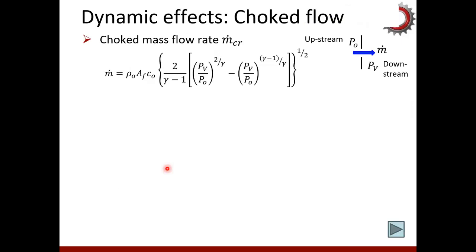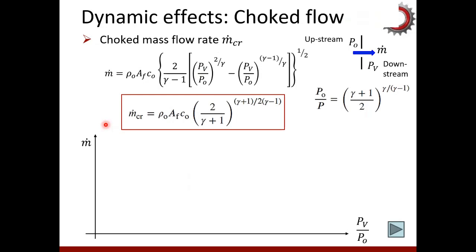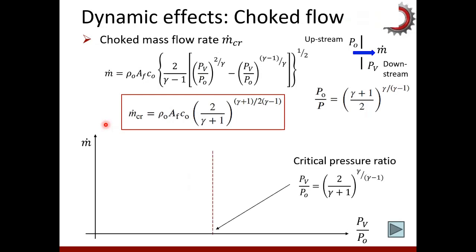And under the choked conditions, where the pressure ratio goes to a critical condition, replacing the pressure ratio with this critical pressure ratio, we can get a simplified relationship for the critical mass flow rate across the valve. And if you plot this mass flow rate across the valve against the pressure ratio between the pressure at the valve open area and the pressure at the stagnation point, which is the upstream pressure point, and the critical pressure ratio, let's say over here.